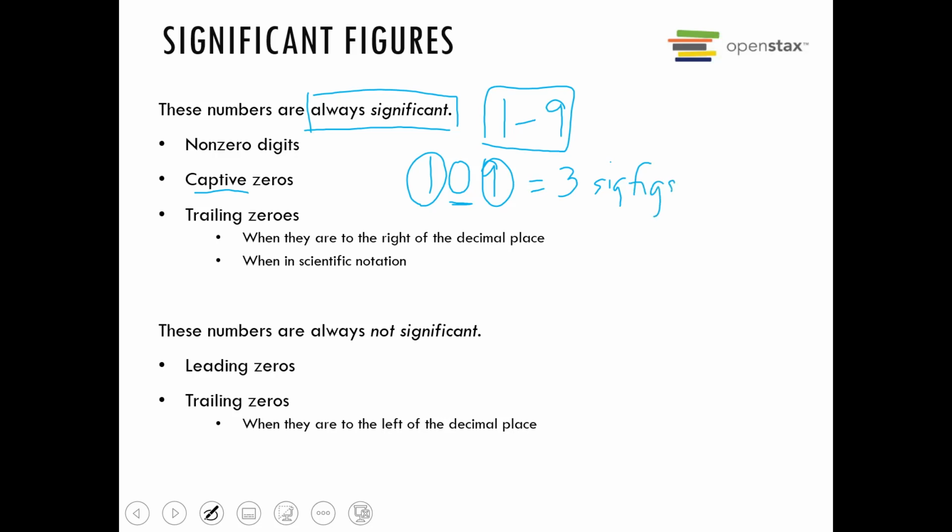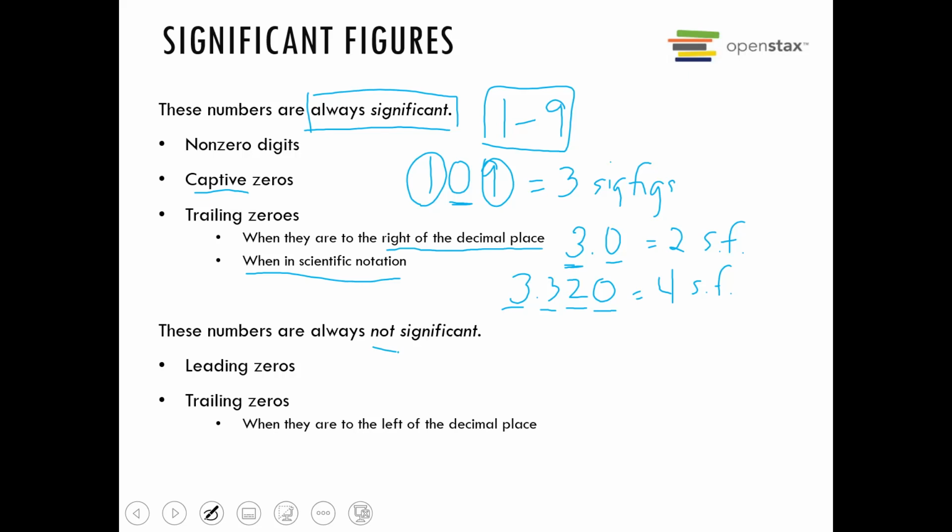Also, any trailing zeros are always significant when they are to the right of the decimal place, and trailing zeros whenever they're in scientific notation. So when I say to the right of the decimal place, if I said 3.0, that 0 is to the right of the decimal place, therefore it is significant. This would have 2 sig figs, because remember, this non-zero number is always significant. Or if I said 3.320, again, the 3 and the 2 are always significant, and the 0 is trailing and to the right of a decimal, so this would have 4 sig figs.